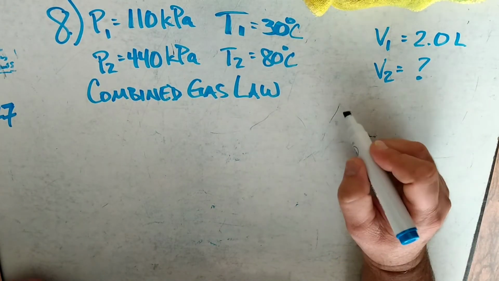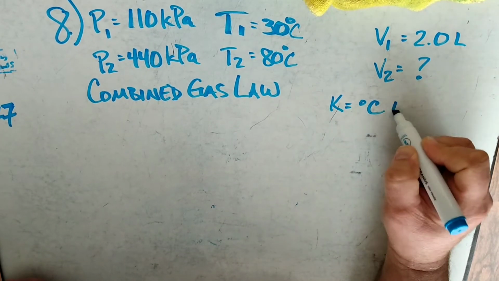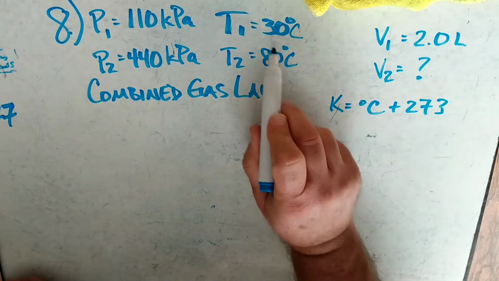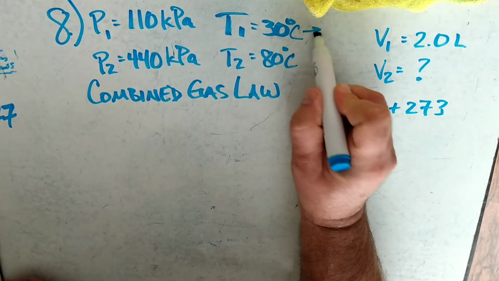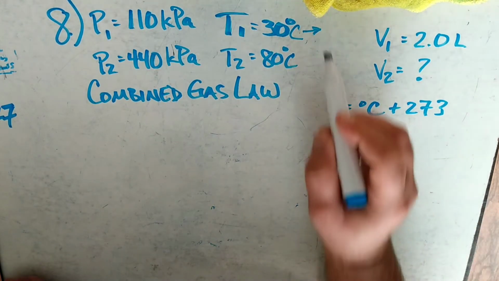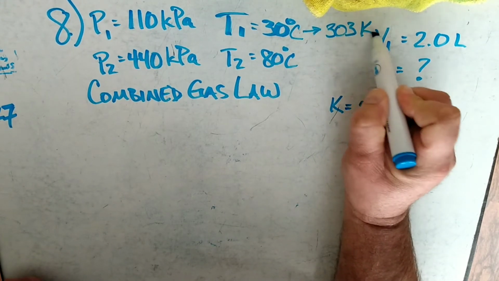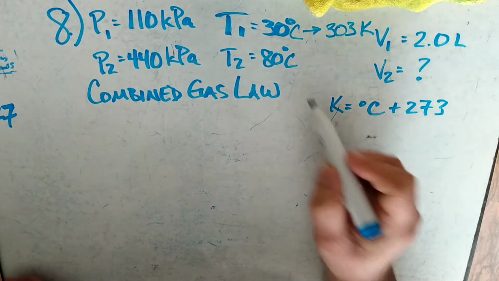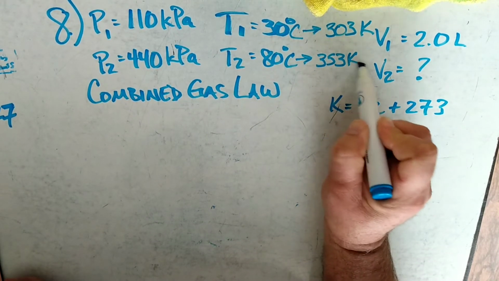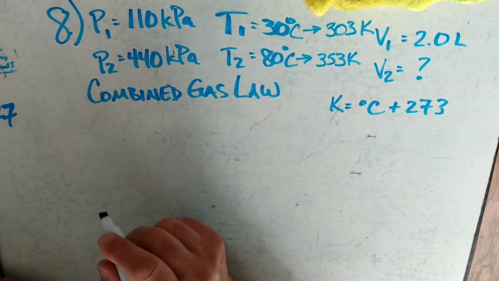And so if you'll remember, Kelvin is degrees Celsius plus 273. So all we're going to do is add 30 degrees to 273, so it would actually be 303 Kelvin, and then we're going to add 80 to this one, and that's going to be 353 Kelvin. So that's the first thing we actually have to change. All right, now let's go ahead and do our formula.